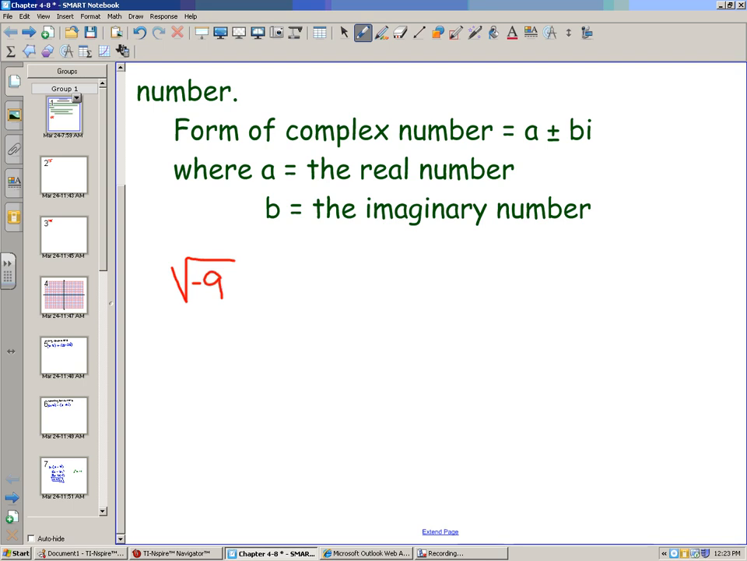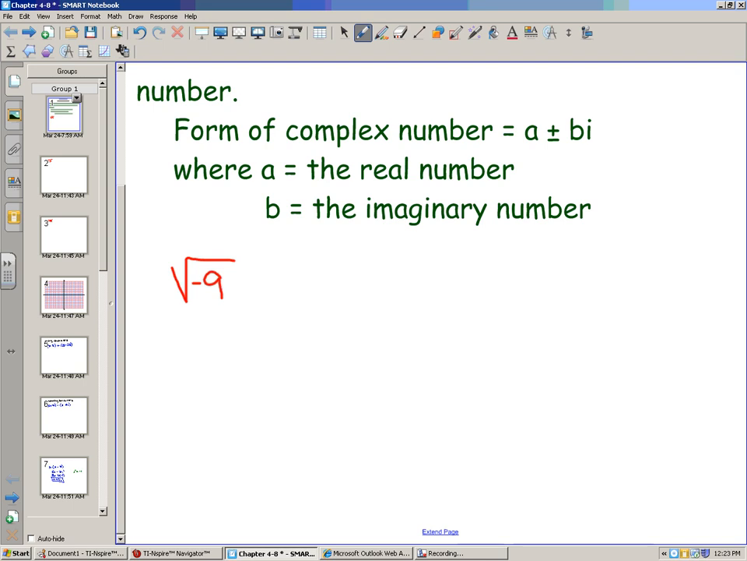What's 3 times 3? Not -9. What's -3 times -3? +9. Can I have any other options? I can have 3 times -3, but are those the same numbers? No, they're very different, aren't they?